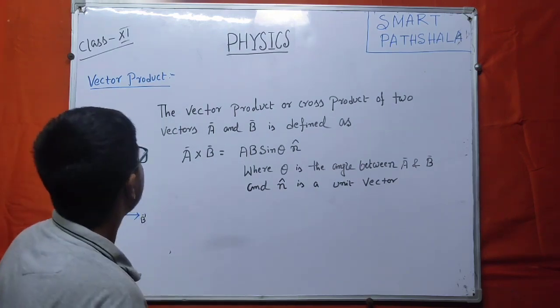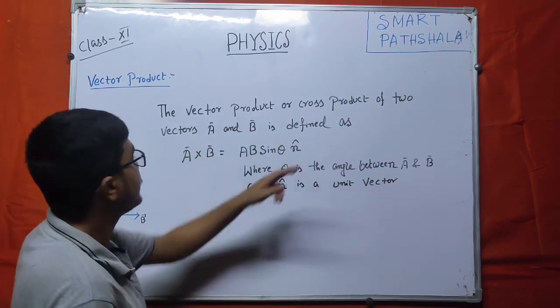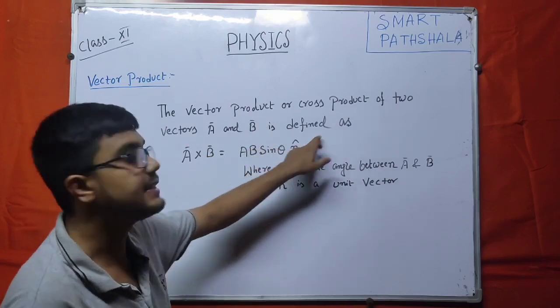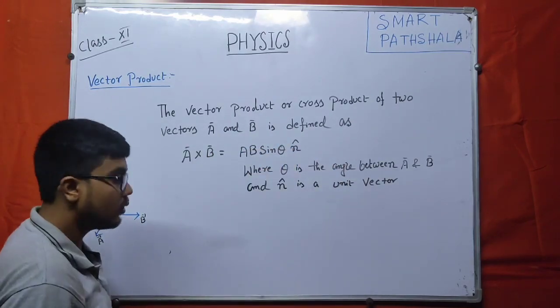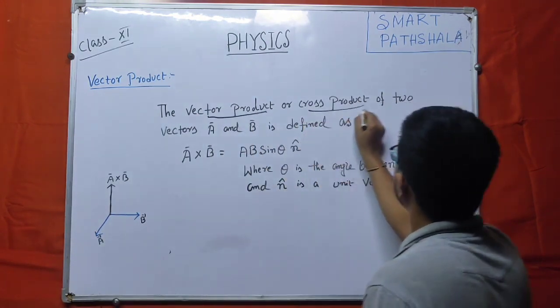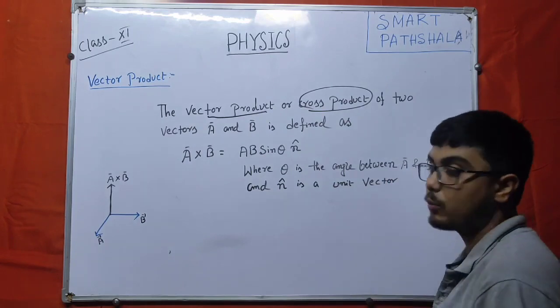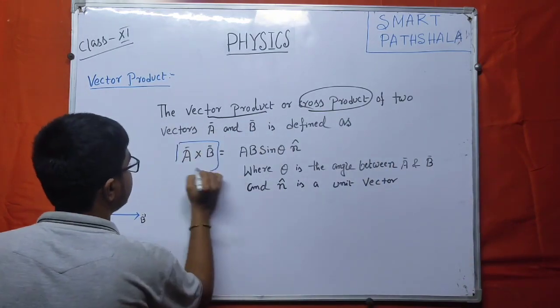We discussed vector scalar product in the last lecture, so today we will discuss vector product. Okay, what is vector product? The vector product or cross product of two vectors a and b is defined as a cross b equal to ab sin theta n cap. Another name of vector product is cross product. Okay, it is written as a cross b.